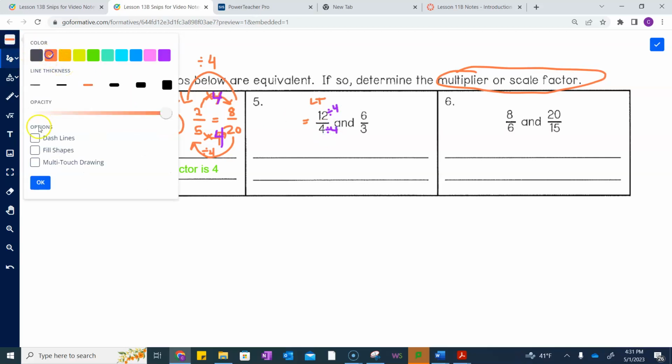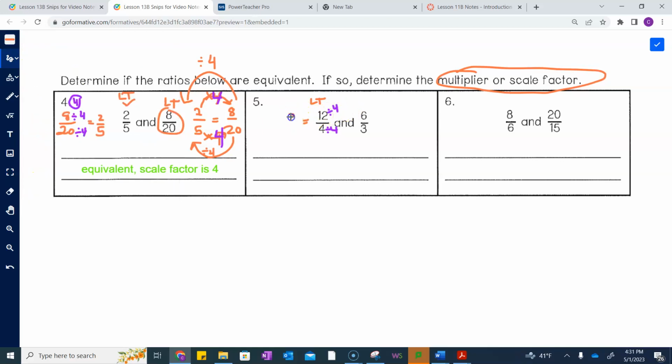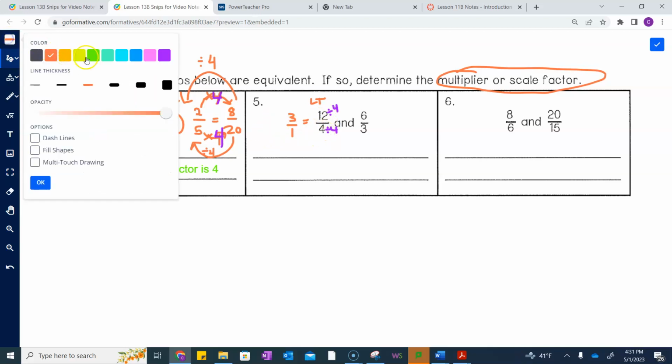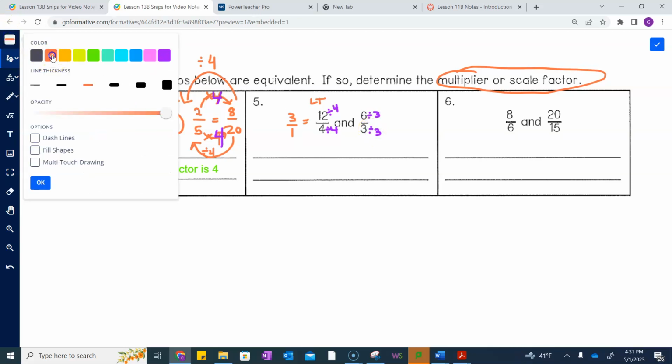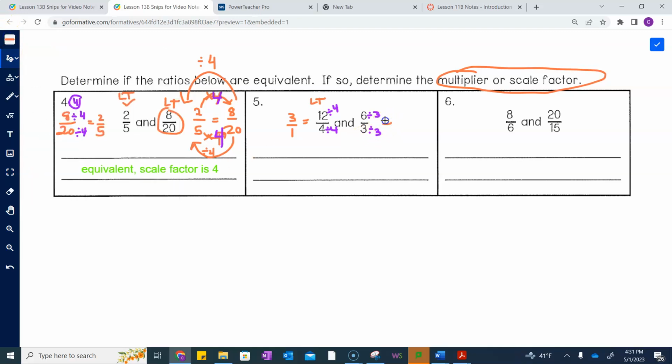So we end up with the fraction 12 divided by 4 is 3, 4 divided by 4 is 1. So 12/4 is 3 to 1. You probably, hopefully knew just by looking at it from your basic fact knowledge. And then we're going to come over here. 6 divided by 3 is 2, and 3 divided by 3 is 1. So the ratio that's equivalent to 6/3 in lowest terms is 2 to 1. So this one's 3 to 1, this one's 2 to 1. They are not equivalent. Because they are not equivalent, they will not have a scale factor.